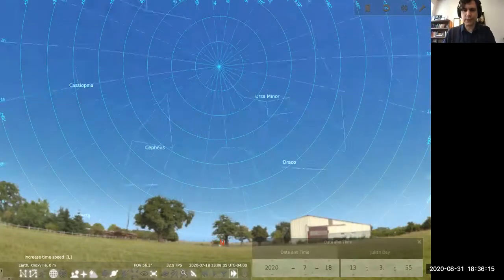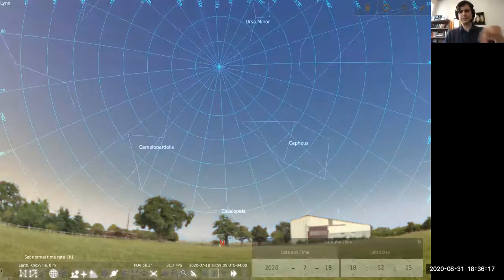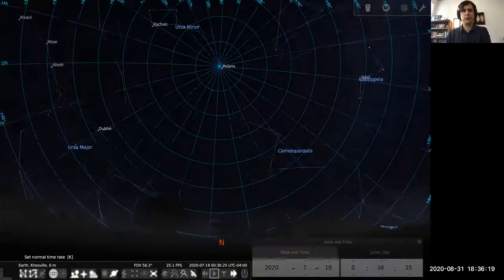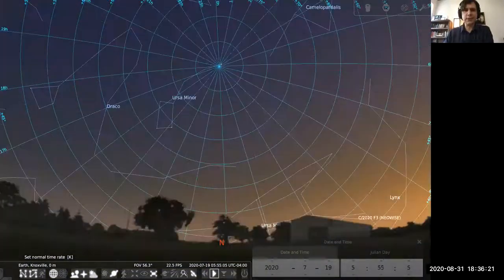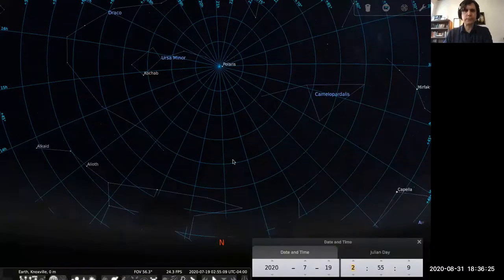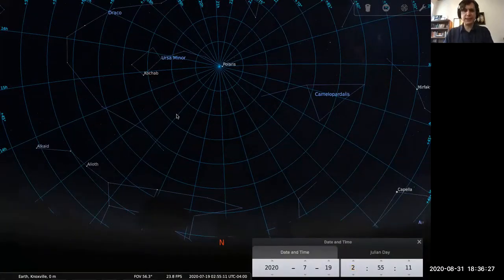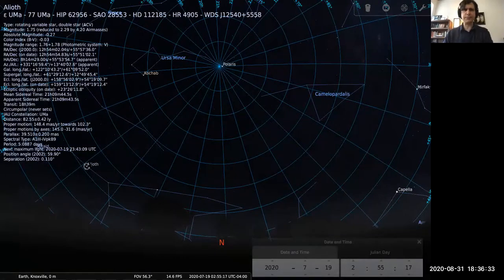Going a little bit forward, I want to go to the next night. You can see it just spinning around and around the North Celestial Pole. Everything seems to rotate there. Let's go back to where it's a little bit darker, and let's just pick a star. Let's go with Alioth down here. If I click on it, it brings up a lot of information. Don't get overwhelmed by all the information. All I want to do is check its coordinates.